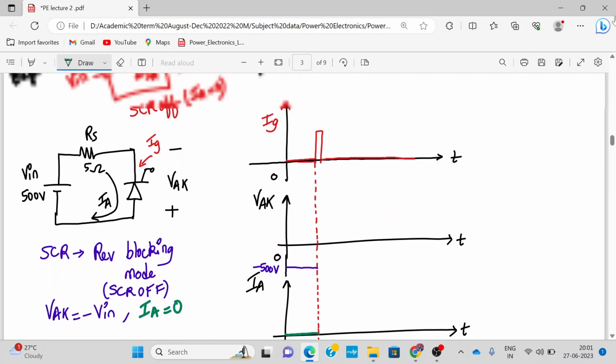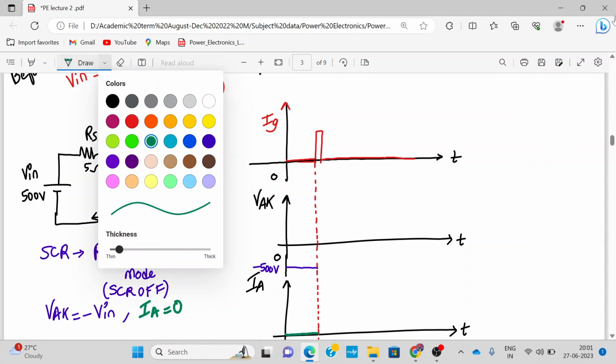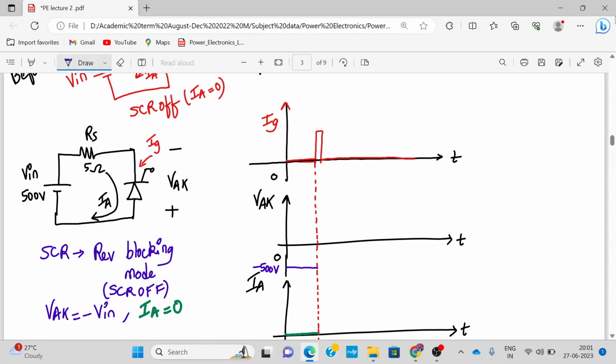Now what happens when IG is applied? Now even if we apply the IG, the gate trigger, still the first condition is not met. That is, the SCR is not in the forward blocking mode. It's in the reverse blocking mode. Alright, and if it remains in the reverse blocking mode, the same condition will persist. Alright, so even after the application of this gate trigger pulse, your SCR will remain at minus 500 volt only until you have another pulse applied. Still the condition will remain same.